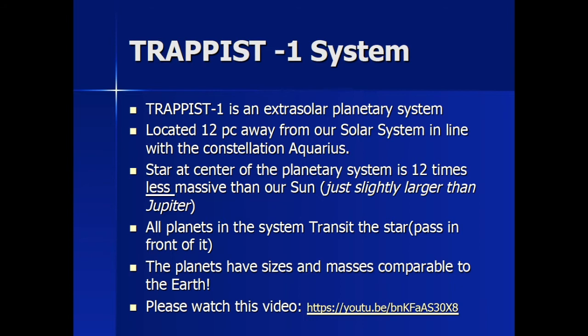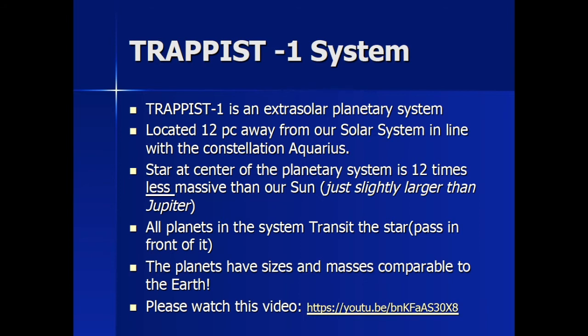So TRAPPIST-1 is an extrasolar planetary system, and TRAPPIST is really the telescope that discovered the system. This system is located 12 parsecs away from our solar system, and it's in line with the constellation Aquarius. So if you went out and looked towards the constellation Aquarius, you'd be in that segment of the sky. Now, the star at the center of this planetary system is 12 times less massive than our sun, and it's just slightly larger than Jupiter, so it is a small star.